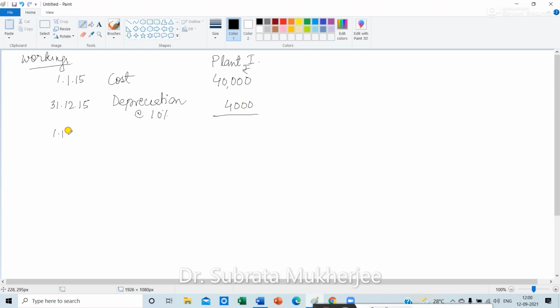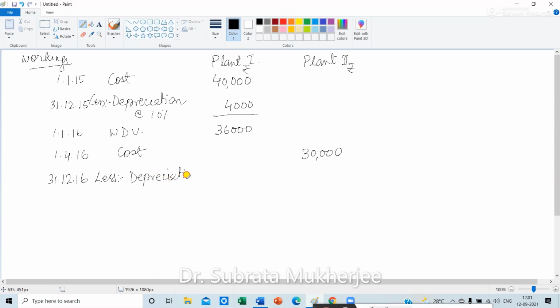So on 1st January 2016, the written down value of plant 1 is 36,000. Now, on 1st April 2016, another plant was purchased. I named it as plant 2. It was purchased for rupees 30,000. There is no other transaction in 2016. So, on 31st December 2016, we charge depreciation. Let me write here less depreciation, and then on 31st December 2016, this is depreciation.